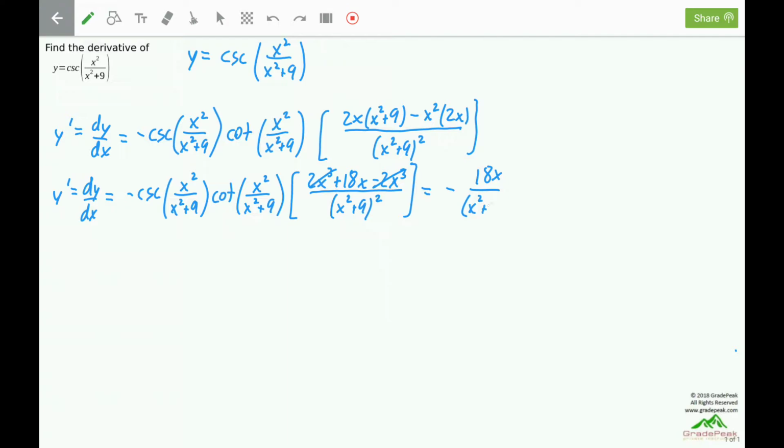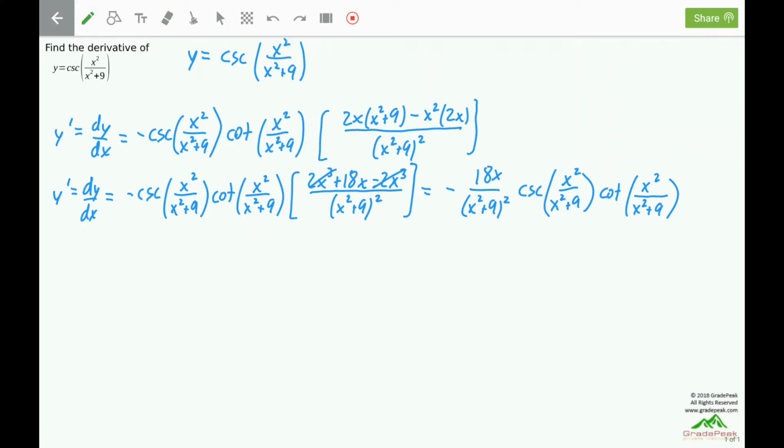over x squared plus 9 squared, cosecant of x squared over x squared plus 9 times cotangent of x squared over x squared plus 9. So there's one way to write that derivative.